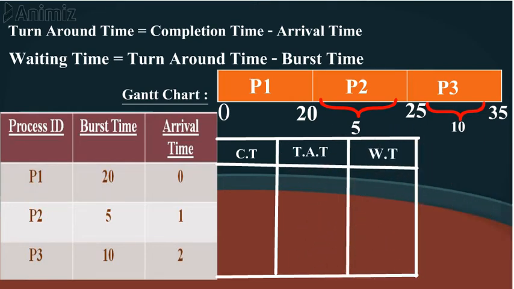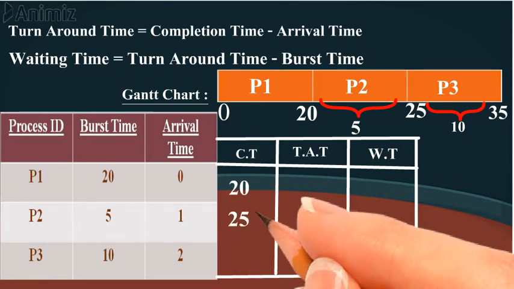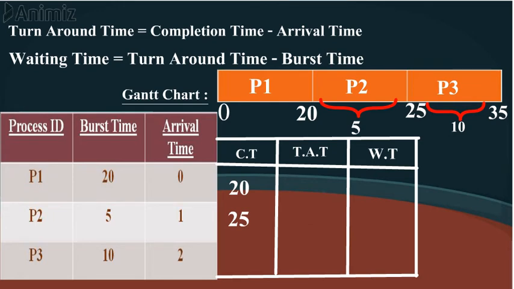Now let's calculate the completion time, turnaround time and waiting time. The completion time for process P1 is 20. The completion time for process P2 is 25. The completion time for process P3 is 35.